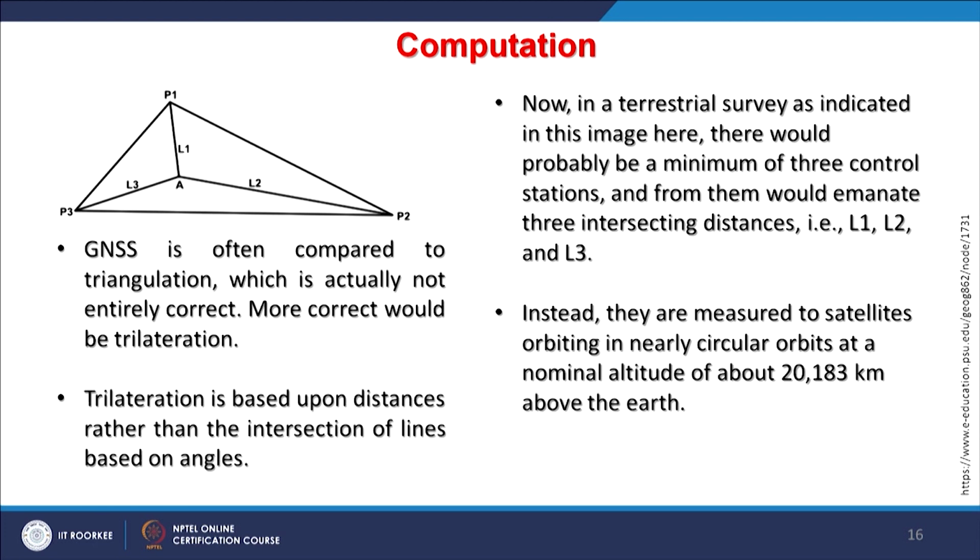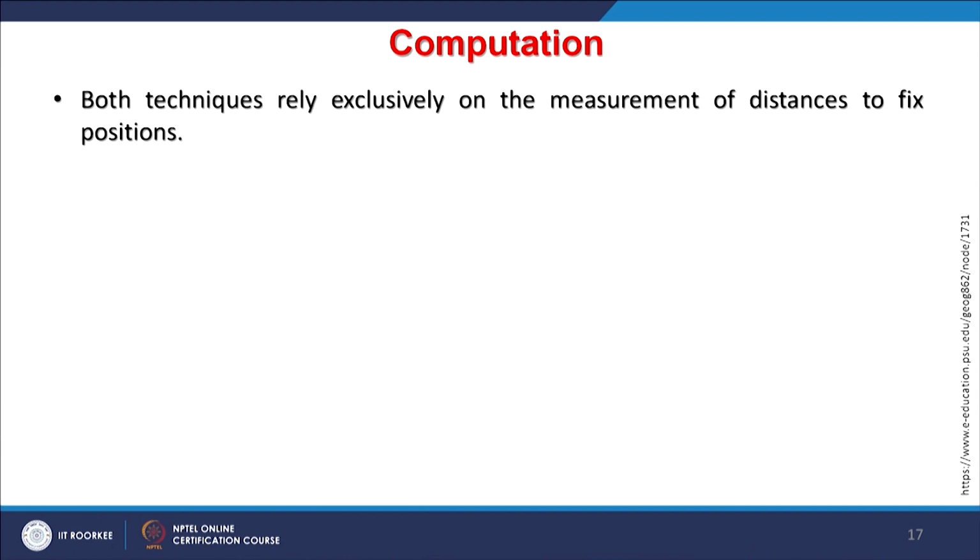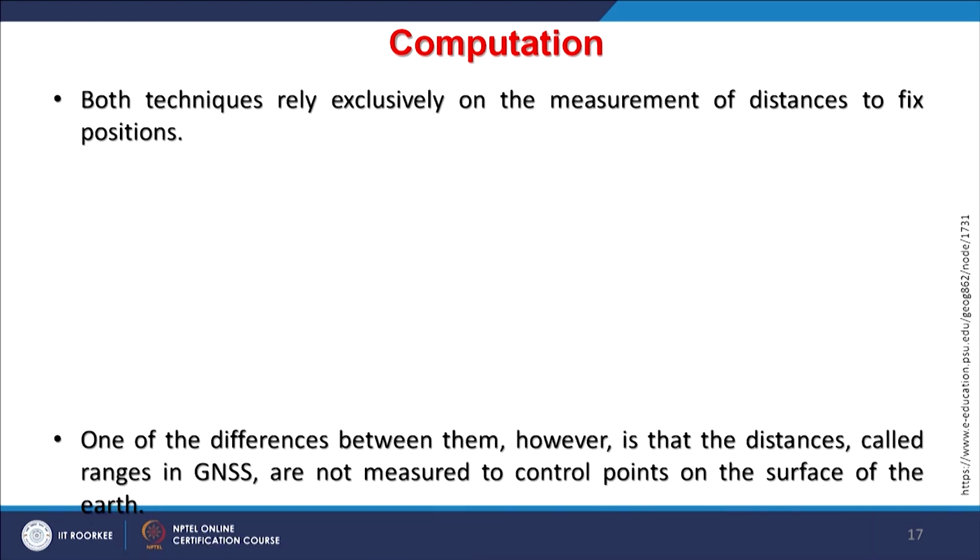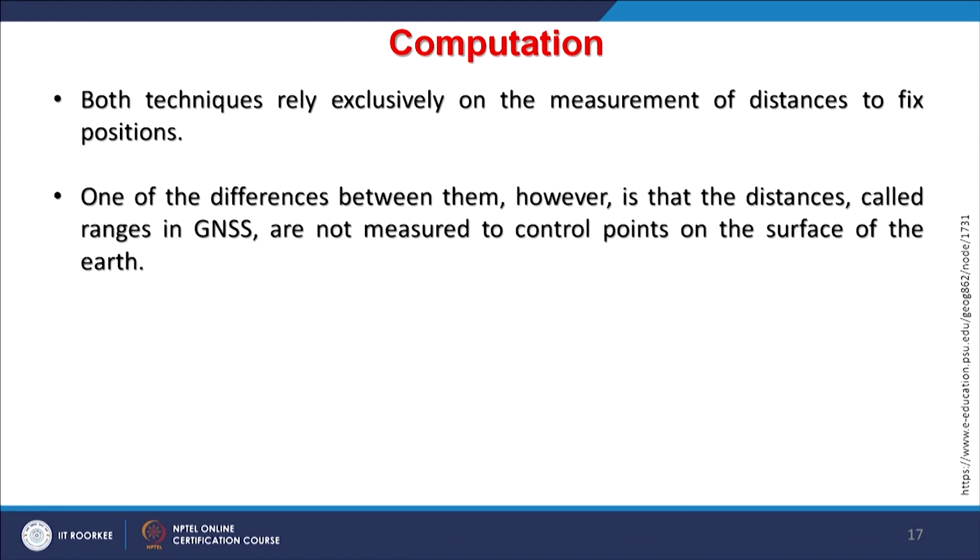Instead, in GNSS the distances are measured to satellites orbiting in nearly circular orbits at a nominal altitude of roughly 20,200 kilometers in the case of GPS. So this example is from GPS basically. Both these techniques rely exclusively on the measurement of distances to a fixed position. Though the position might be moving later on, initially we assume one location, and if it is moving, then because the data is getting updated every second, you get velocity as well.